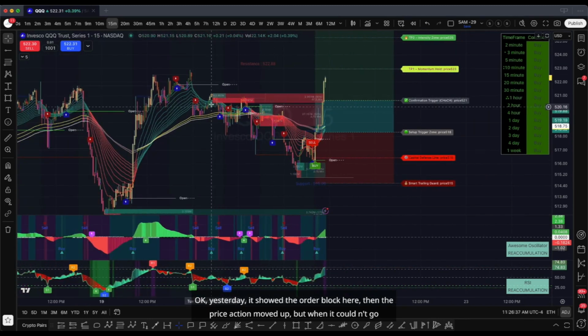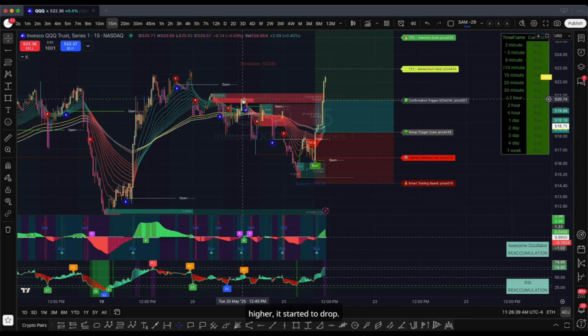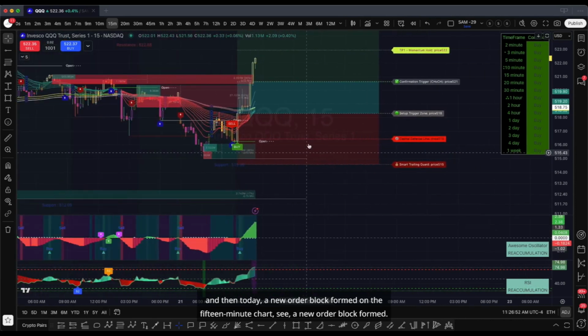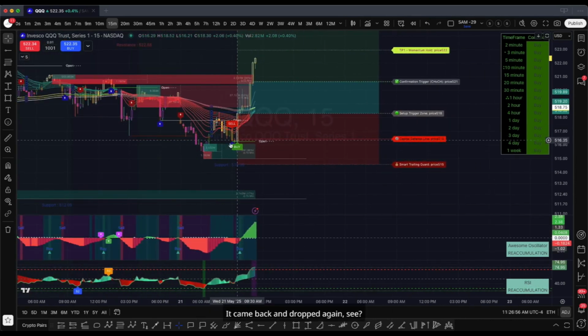Then the price action moved up, but when it couldn't go higher, it started to drop. That's all. So this is the time frame from yesterday. This order block is from yesterday. Then it started to drop, and as it dropped back here, we still had a buy. And then today, a new order block formed on the 15-minute chart. See, a new order block formed. It came back and dropped again, see?